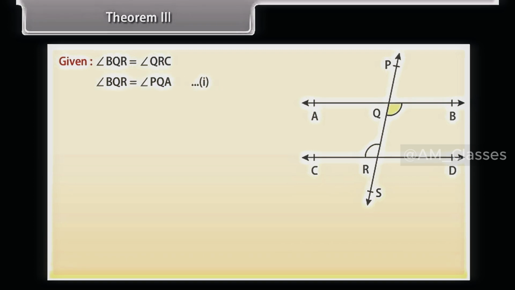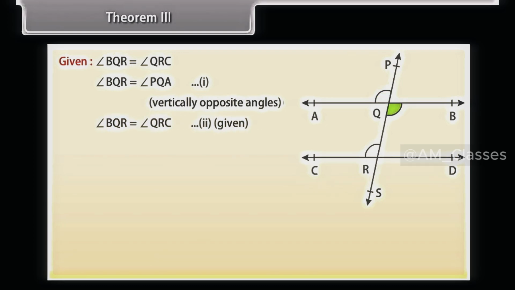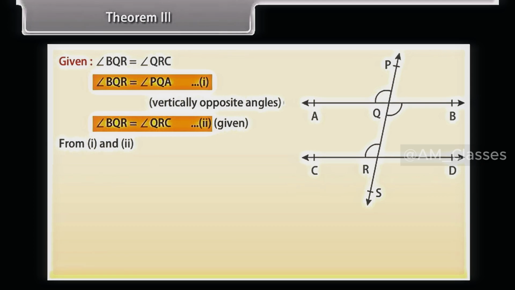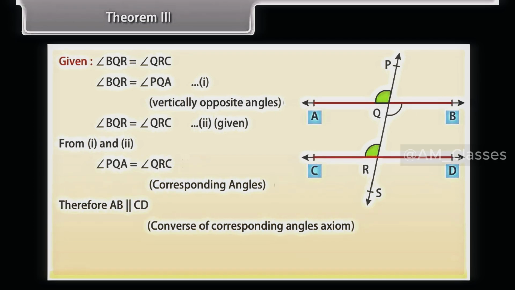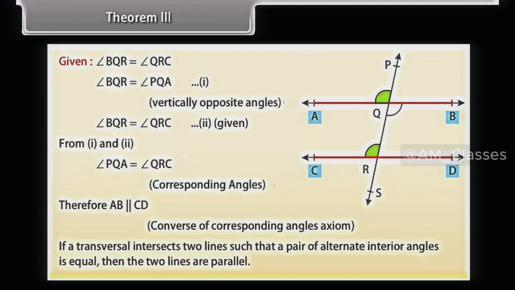Also, angle BQR is equal to angle PQA because these are vertically opposite angles. Mark it as 1. But angle BQR is equal to angle QRC, given. Mark it as 2. So, from 1 and 2, we may conclude that angle PQA is equal to angle QRC. But they are corresponding angles, so AB is parallel to CD, by the converse of corresponding angles axiom. This result can be stated as a theorem which is, if a transversal intersects two lines such that a pair of alternate interior angles is equal, then the two lines are parallel.